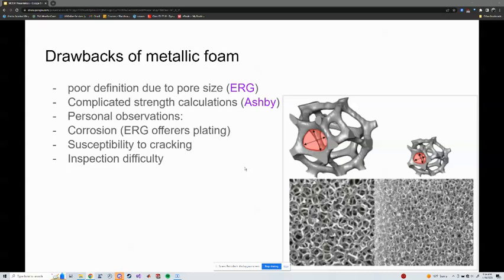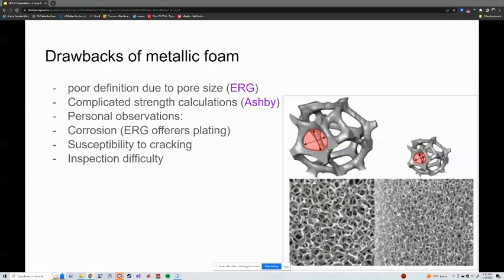Other observations I personally have made include that the high surface area makes the material susceptible to corrosion, also simply because it can easily trap liquids, and therefore is susceptible to corrosion. ERG does offer plating onto their foam. For example, you can get a gold plated foam, which will then be fairly stable and resist corrosion. However, that's going to add cost as well.